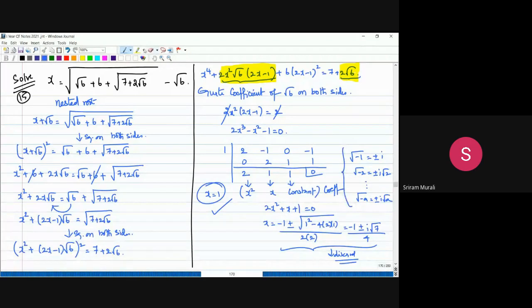You are telling this one, the synthetic division. Okay sir. After the synthetic division, your third degree equation has been reduced to second degree. So this coefficient is for x square, this coefficient is x, this coefficient is the constant.